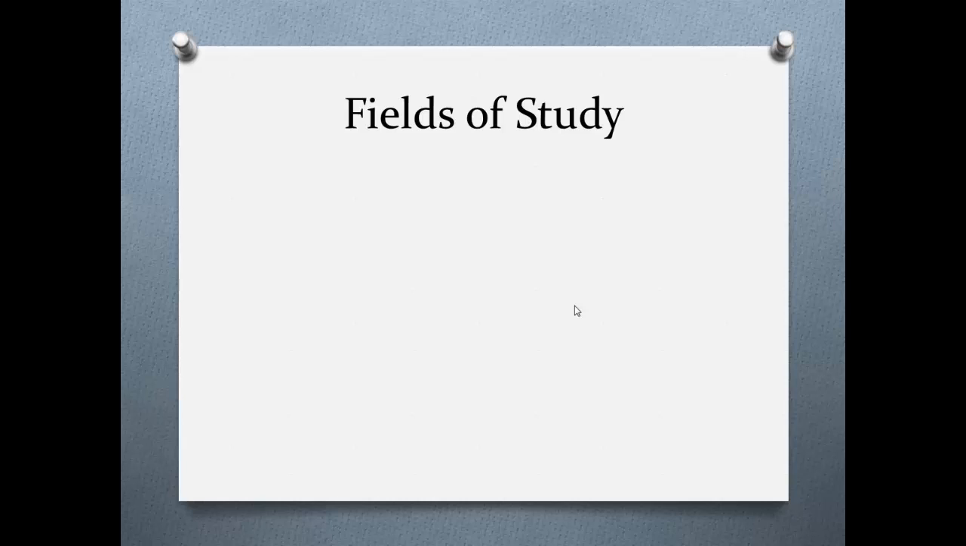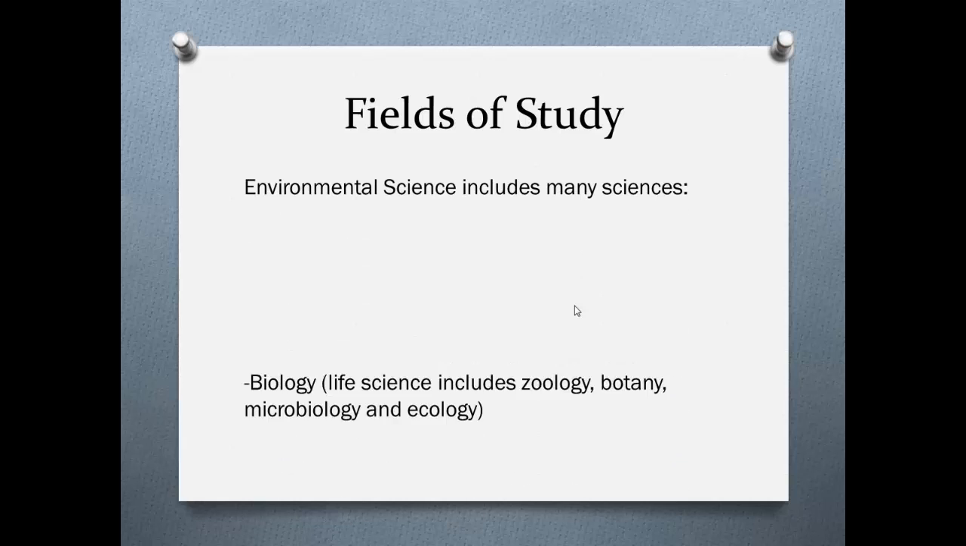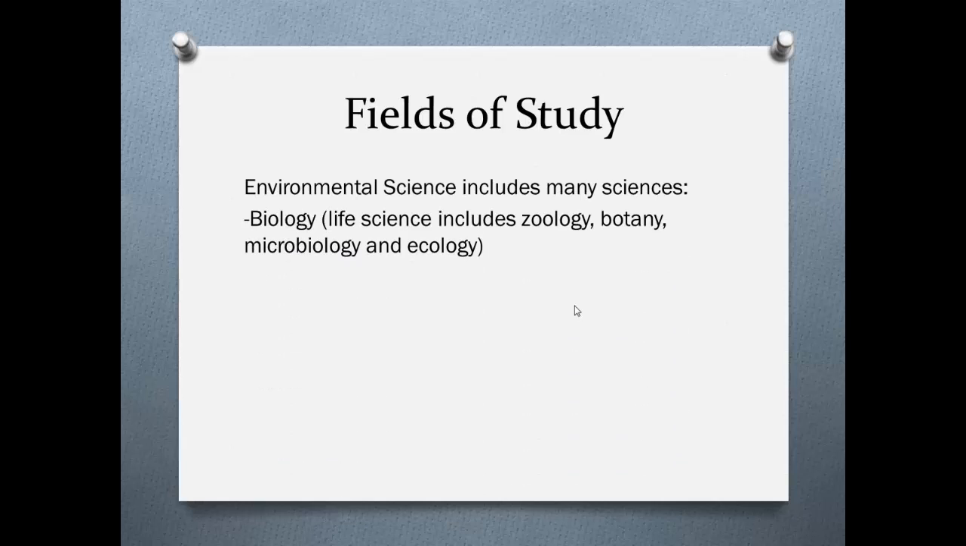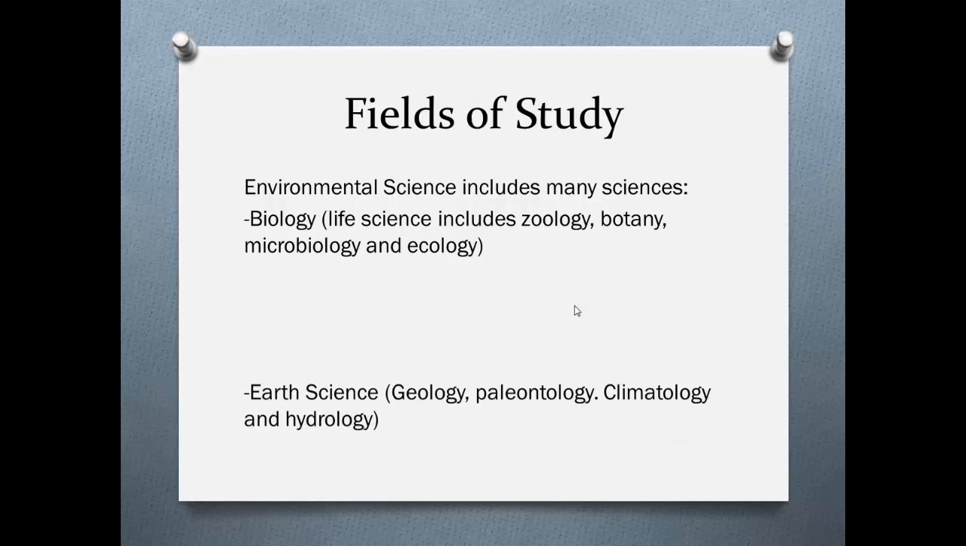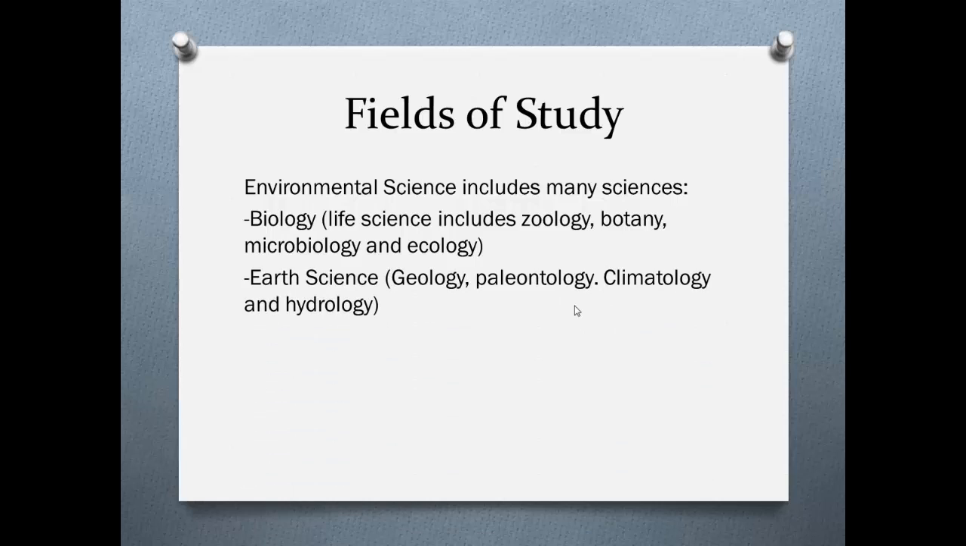So there's lots of different types of sciences that go into environmental science. I think it's the most broad science that exists. So biology, meaning the study of life, including zoology, botany, microbiology, and ecology. It also is combined with earth science, so geology and paleontology, climatology, and hydrology. Those are basically all of the abiotic factors on Earth.